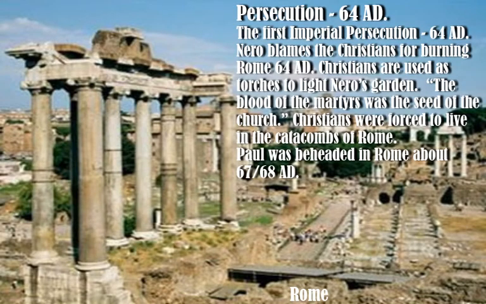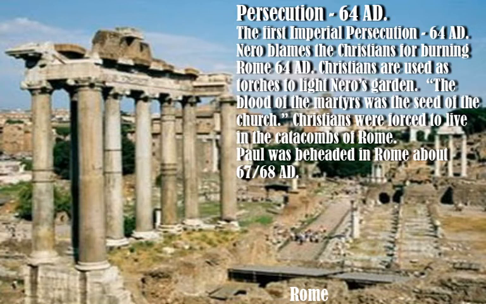A key event in church history is the beginning of the persecution of Christians in 64 AD. This is the first imperial persecution. Nero blames the Christians for the burning of Rome in 64 AD. And Christians are used as torches to light Nero's garden.